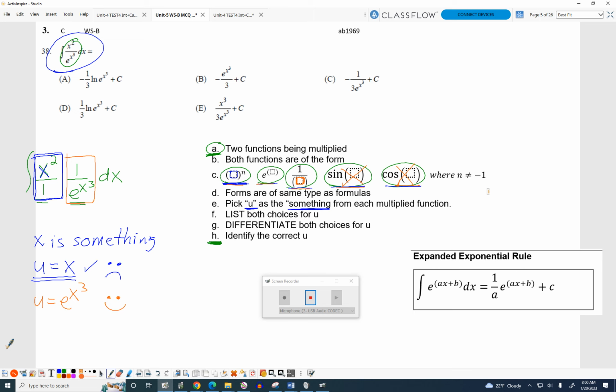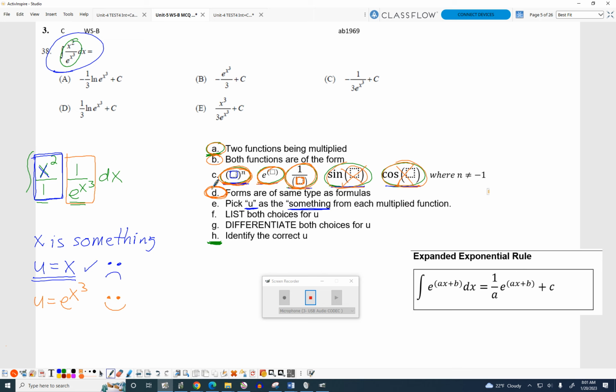So, okay, next step right here. We have worked our way down the list. We found 2 functions that are multiplying. We found them both to be of the proper form. This item D is a reminder that these forms match the rules on the blue sheet. Almost. The blue sheet has a rule that says x to the n. It's not something to the n, but it is x to the n. The rule sheet has an e to the x formula, a 1 over x formula, a sine of x formula, a cosine of x formula. So all of those forms do match the formulas, roughly.